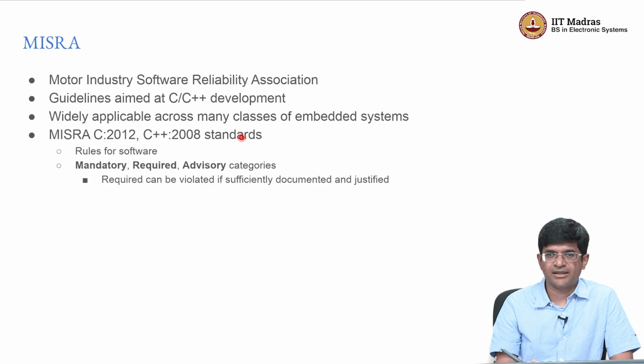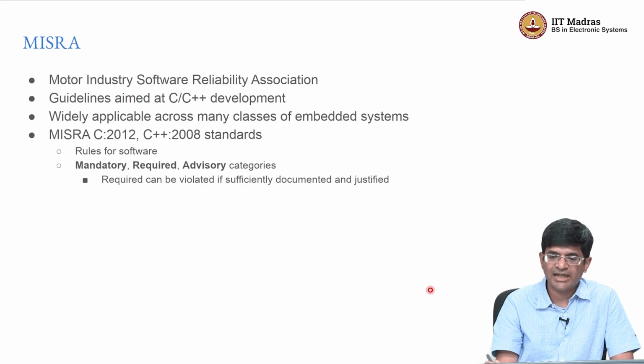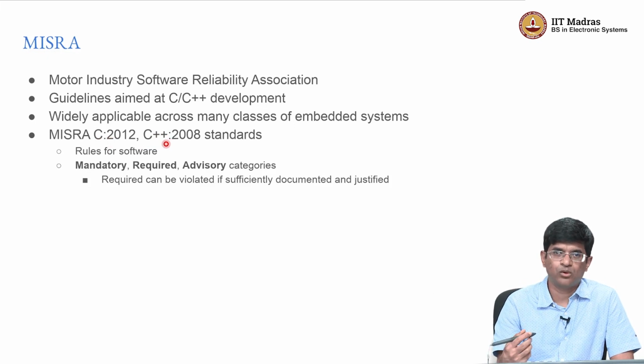These are guidelines that are aimed at C and C++ development, and even though they primarily come from the motor industry software background, they are widely applicable across many classes of embedded systems, right. There are standards for C as well as for C++. And what they do is they basically provide certain rules for how the software should be written, right.